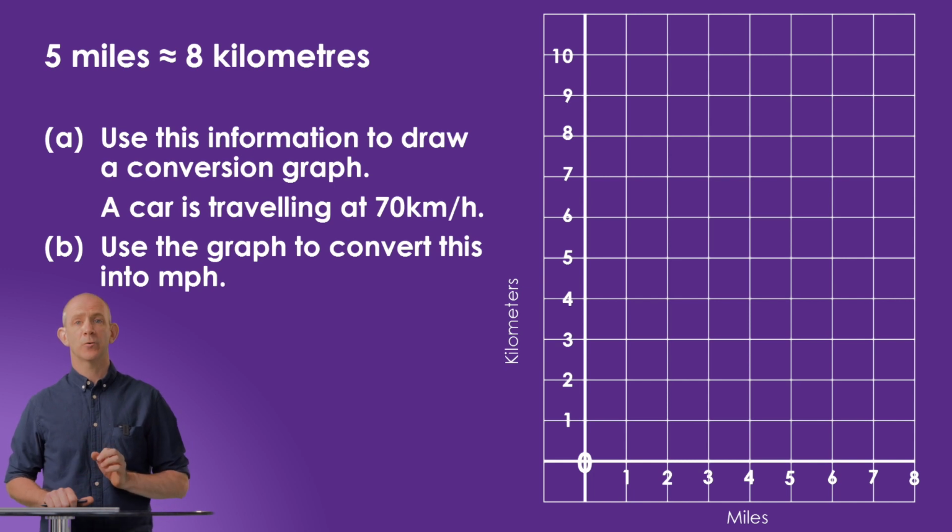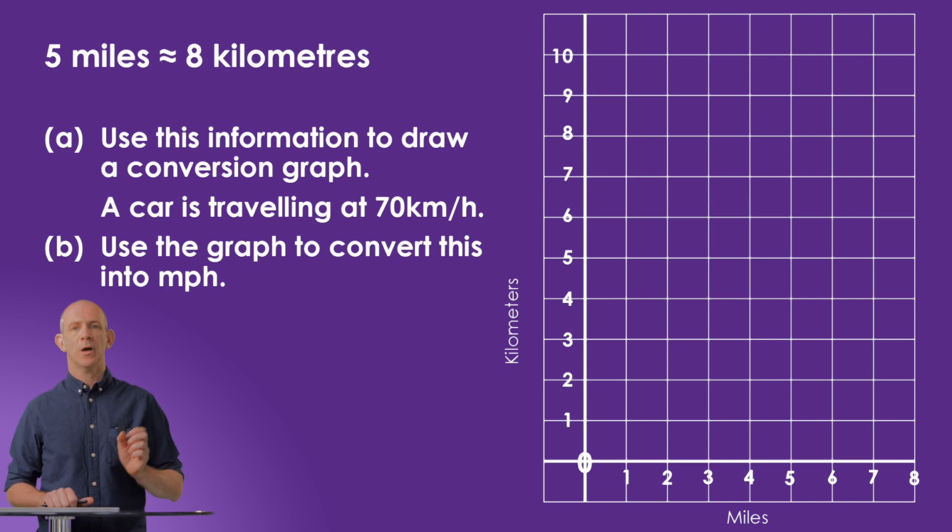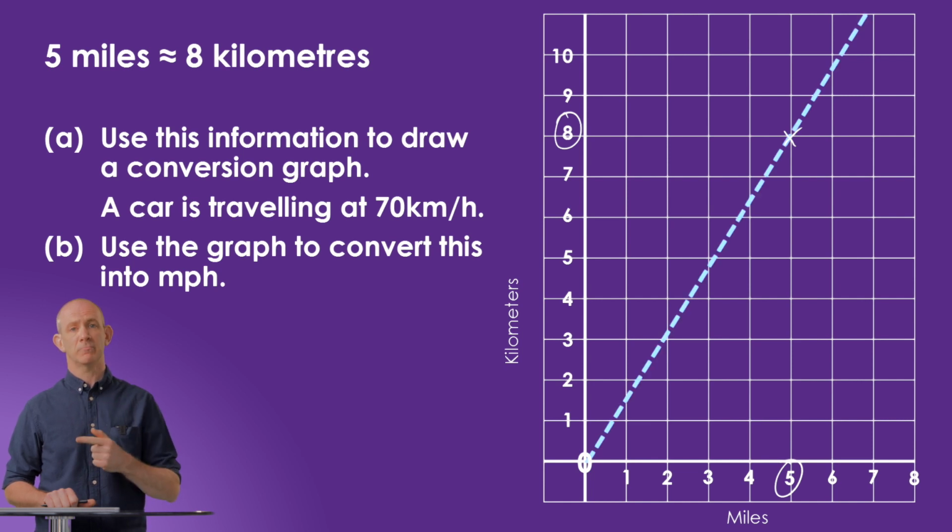In this first graph, we're told that 5 miles is roughly equivalent to 8 kilometers. And we're asked to first use this information to draw a conversion graph, and then to convert a speed from kilometers per hour to miles per hour. As we know that 5 miles equals 8 kilometers, we can find these points on the two axes and mark where they meet. We can then draw a line from the origin, or 0, 0, to that point and beyond, like this.